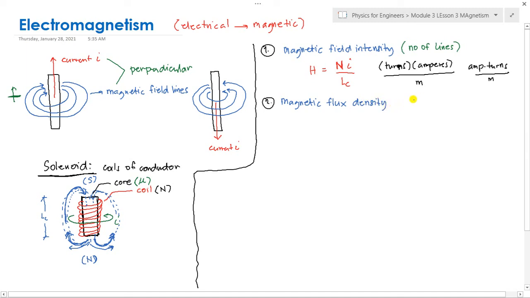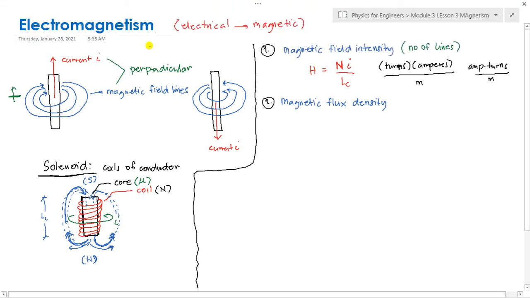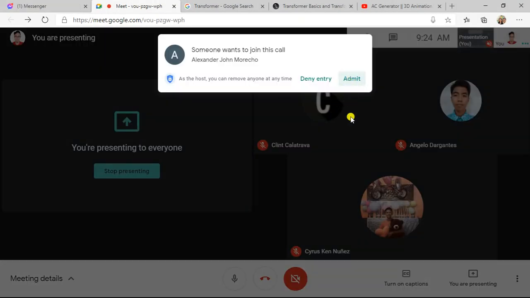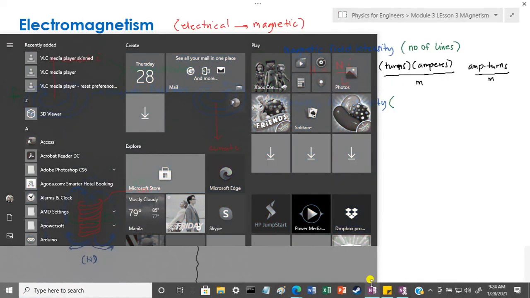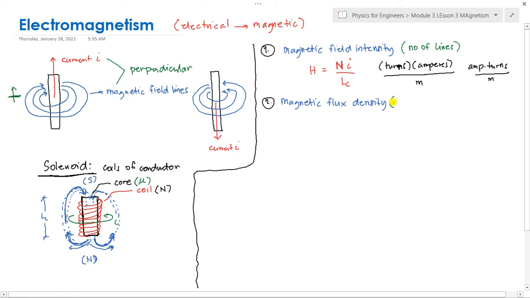Density. Actually, this is what quantifies the strength of our solenoid or any electromagnet. We label it as... wait. I hope you took note of that. So, magnetic flux density is what quantifies the strength of our solenoid, or the strength of our magnetic field, MF.